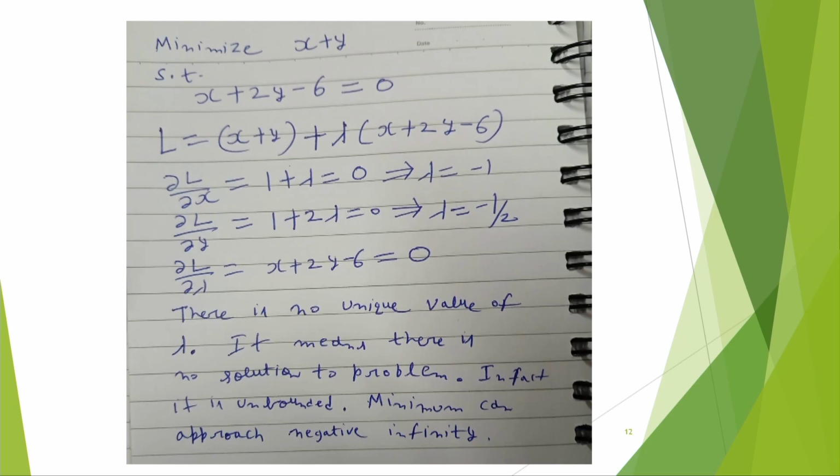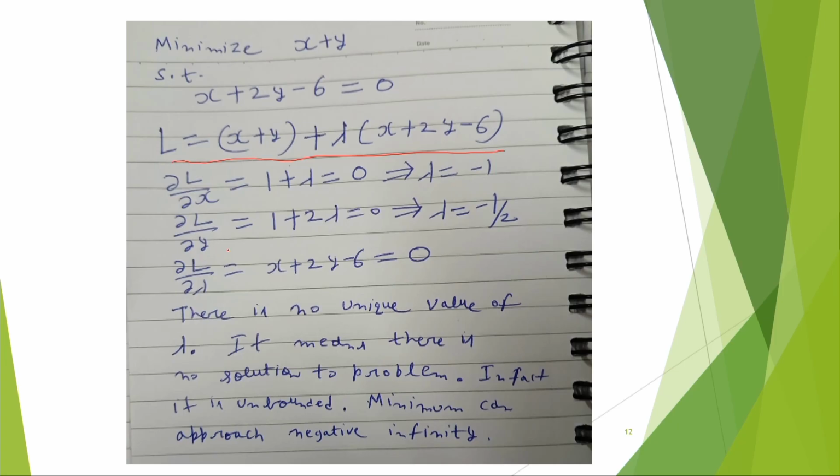Suppose you want to do it by the Lagrange multiplier method. So, we write first the Lagrange function. That is, L is equal to x plus y, the objective function, plus lambda times bracket x plus 2y minus 6. Then I have to put the necessary condition for obtaining maxima or minima. So, we do del L by del x is equal to 1 plus lambda equal to 0 and we get lambda is equal to minus 1.